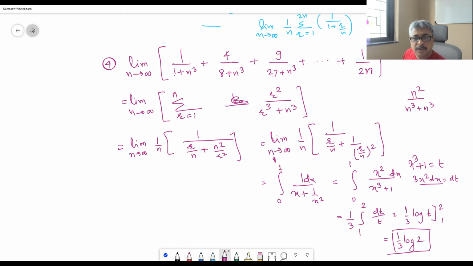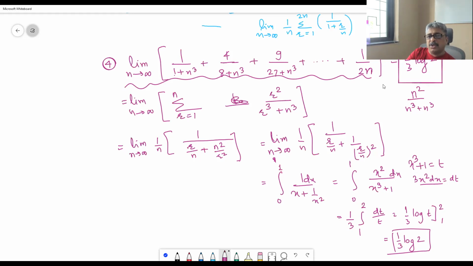That is the answer. Now, can you imagine this summation has answer 1 by 3 log 2? This is only possible because of calculus, because logarithm and algebraic, this is algebraic summation. As n tends to infinity, it is a summation of some algebraic terms, and suddenly that value becomes 1 by 3 times log of 2.